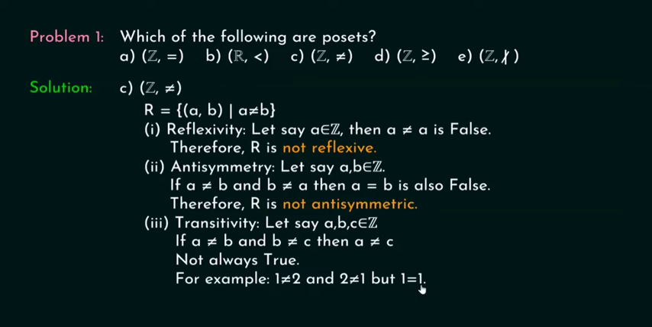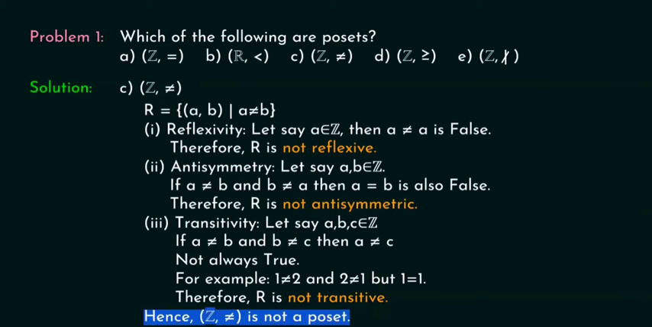1 is equal to 1, right? Therefore, if A is not equal to B and B is not equal to C, then it is not always true that A is not equal to C. Here in this example, you can see A is equal to C, right? Therefore, R is not transitive. So it is clear that this relation is not a partial order and Z comma not equal to is not a poset, right? Now let's identify whether Z comma greater than or equal to is a poset.